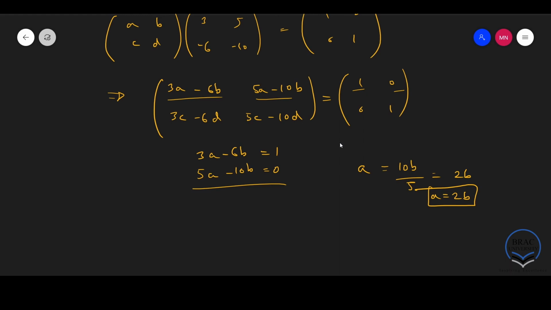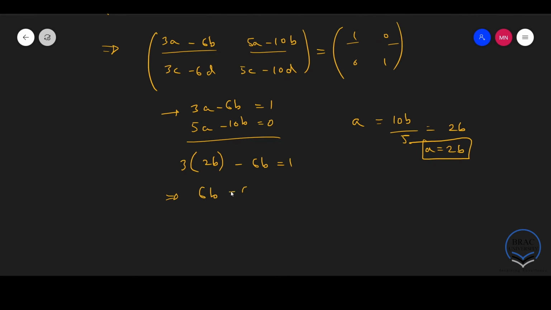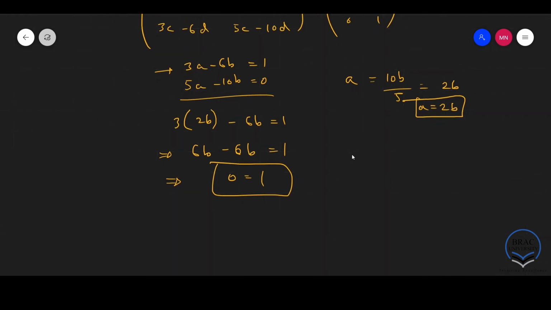If I substitute this into the first equation, I get 3 times 2B minus 6B, which is equal to 1. So this becomes 6B minus 6B, which is equal to 1. Now, as you can see, on the left-hand side this just becomes 0, 6B minus 6B, but on the right-hand side we have 1. So we end up with this equality here, but this is not a true statement. We cannot have 0 on the left-hand side and 1 on the right-hand side. So in this case, we have no solution. This system of linear equations has no solution.